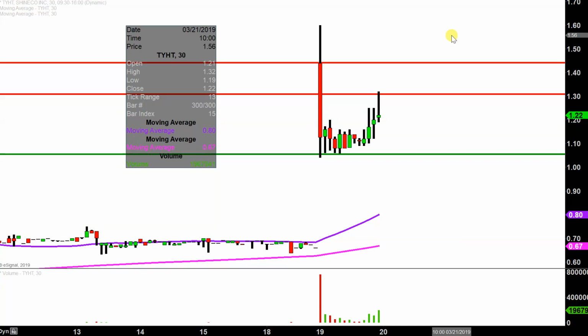Pretty nasty pullback today, but the price does still have an opportunity to overall chip out a higher base. And that's what it's all about from the big picture, chipping away higher bases and building those higher stair steps. So we'll see if the bulls can get that job done or not.